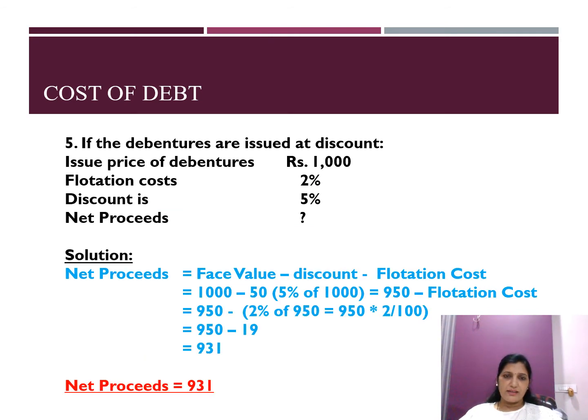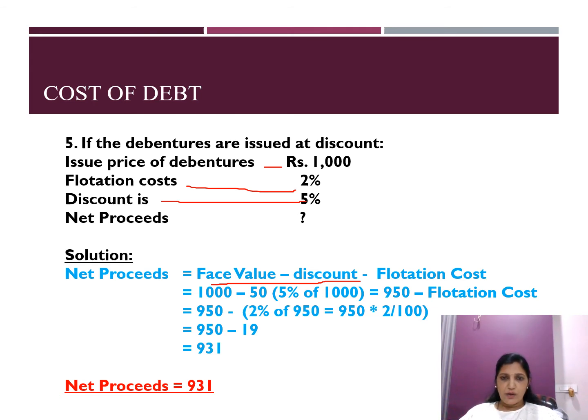There is another example of the same type. Only thing is here there is a discount given. We'll see this. Issue price of debentures is 1000. Flotation cost is 2%. Here we have discount 5%. Find the net proceeds. So when discount is given, you have to first reduce the discount. Net proceeds is equal to face value minus discount. This part you have to do first. Then deduct the flotation cost.